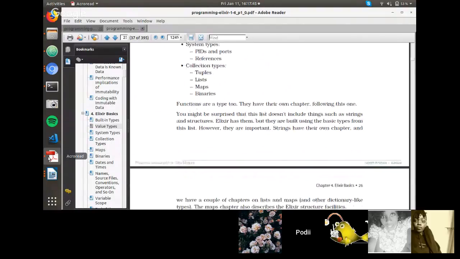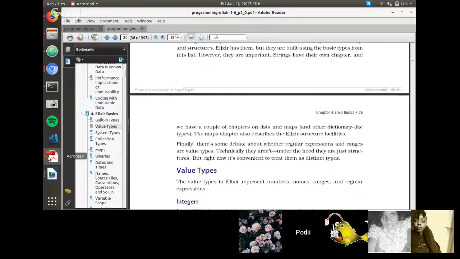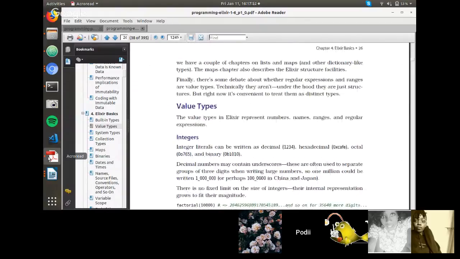So strings, and chapters, and all that. There is a debate on whether regular expressions and ranges are value types. What do you think about that? See, if a computer can recognize this structure, then it's a type. So where is the debate?